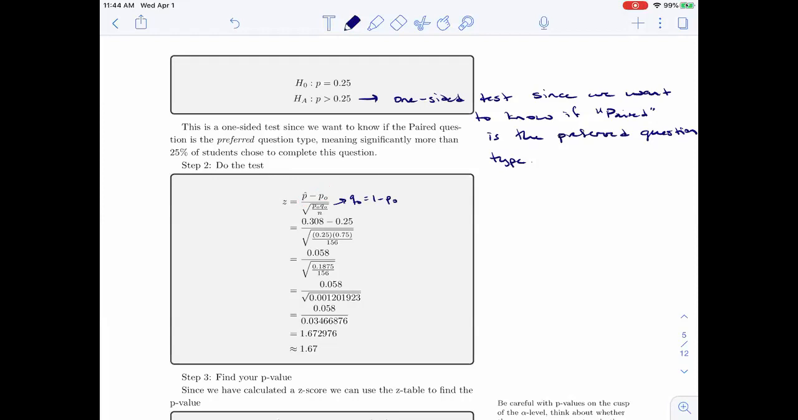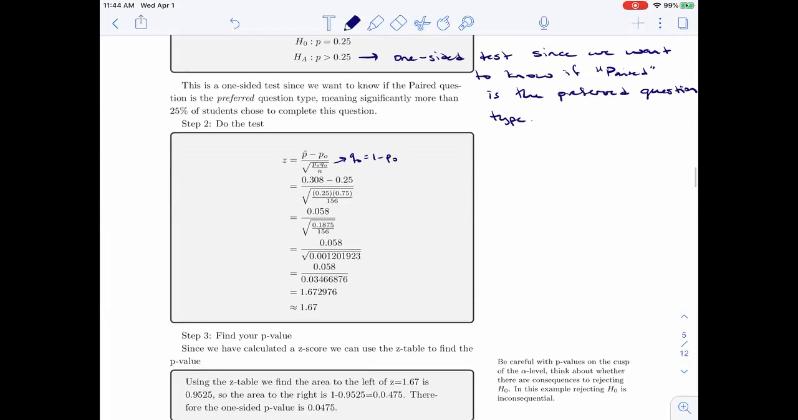I just don't want you to get confused when you're reading my notes because I didn't swap them out, but it should be okay. Remember, all we need is a p hat. That's our sample proportion, 0.308. How far is it from 0.25, which is our hypothesized proportion? And then we use our hypothesized proportion down in the square root as well. And our overall sample size was 156.